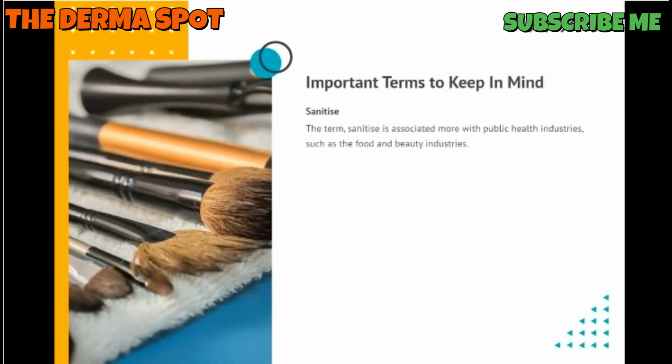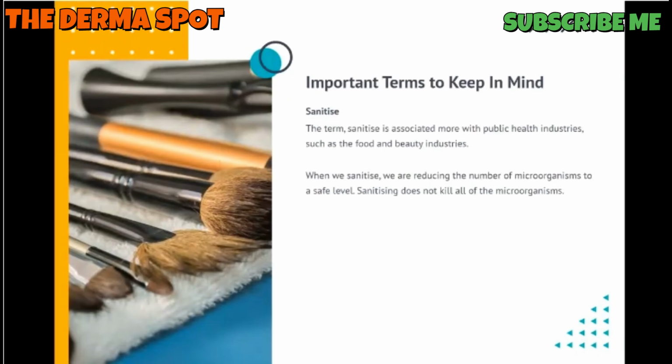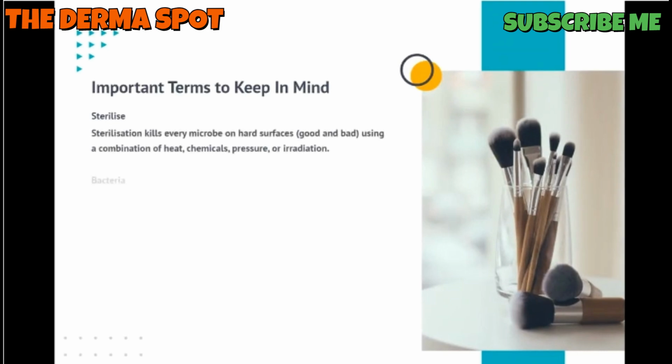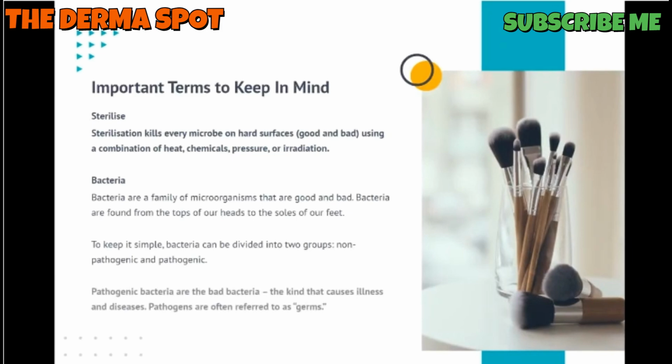Sanitize. The term sanitize is associated more with public health industries, such as the food and beauty industries. When we sanitize, we are reducing the number of microorganisms to a safe level. Sanitizing does not kill all of the microorganisms. Sterilize. Sterilization kills every microbe on hard surfaces, good and bad, using a combination of heat, chemicals, pressure, or irradiation.